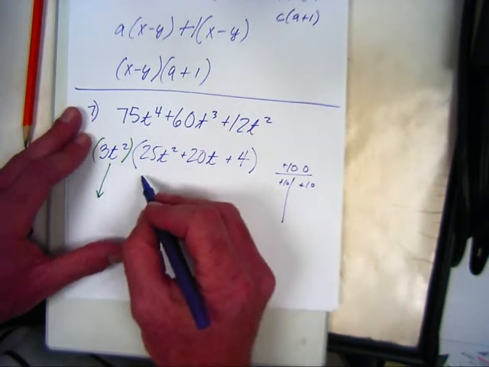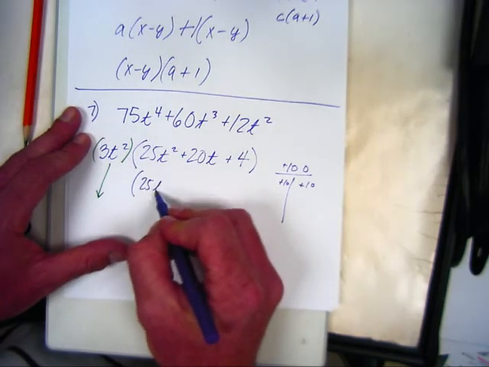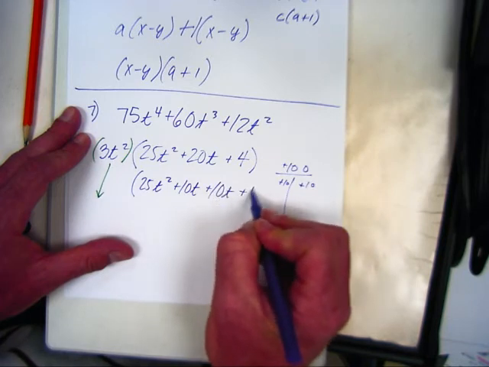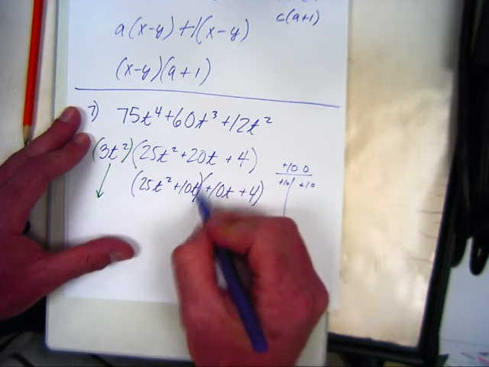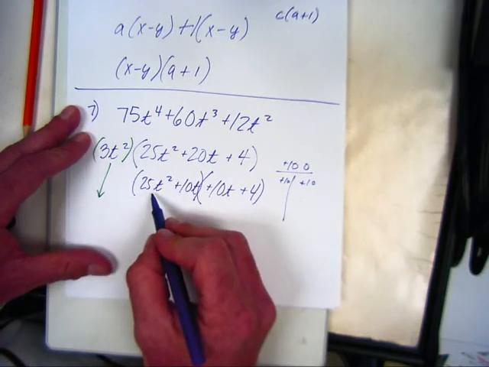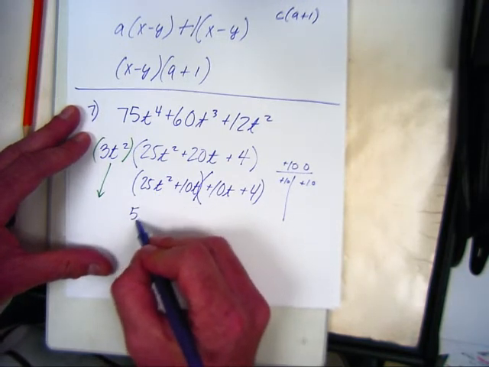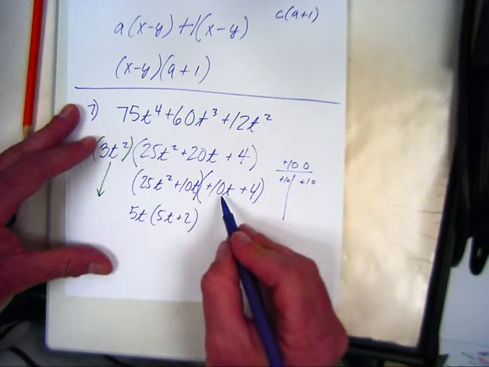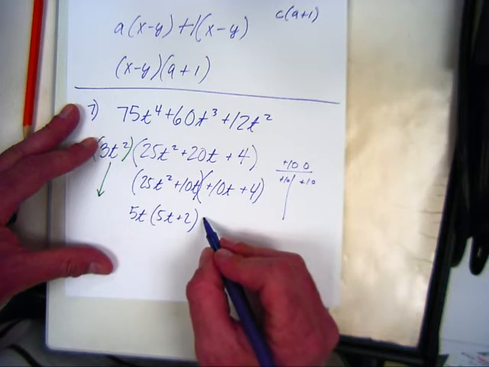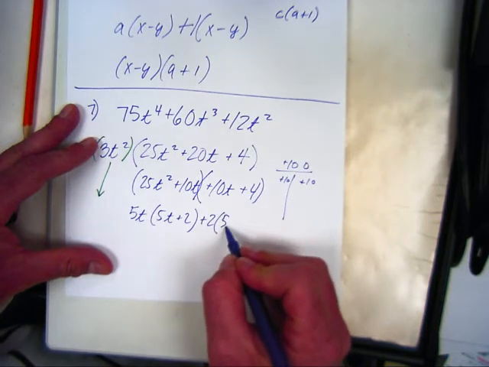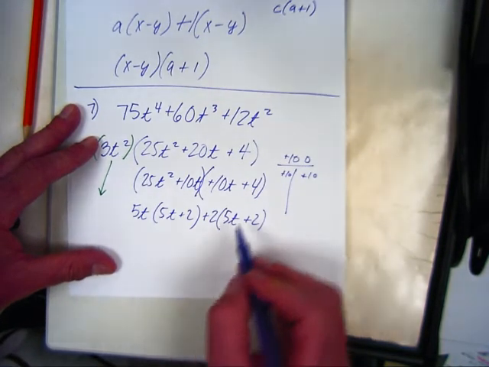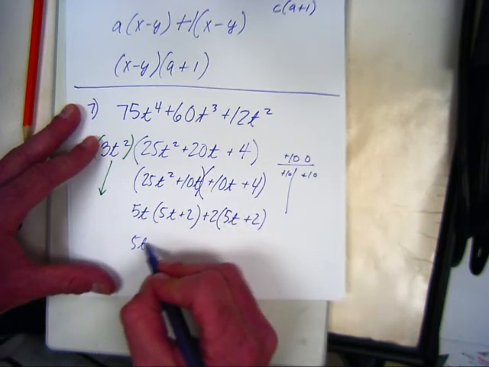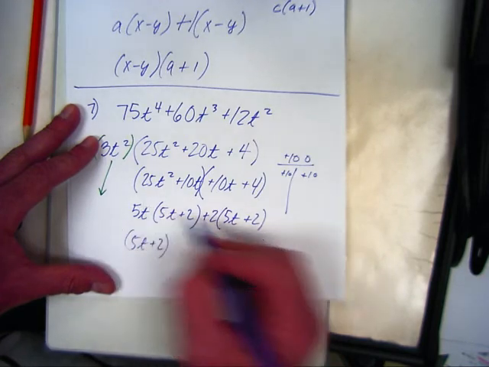So I'm going to rewrite this: 25t squared plus 10t plus 10t plus 4. I'm going to group. Let's GCF something out here. I'm going to pull out a 5t. I'm left with 5t plus 2. I'm going to factor out a 2 here, a positive 2 I should say. I'm going to be left with 5t plus 2. I'm going to GCF this 5t plus 2 out, I'm going to pull one out, 5t plus 2, and then I have 5t plus 2 there.